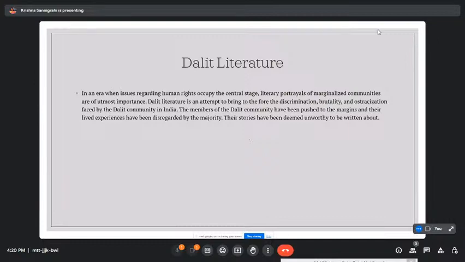So Dalit literature is an attempt to bring to the fore, that is, to bring before people, what? The discrimination, brutality, and ostracization faced by the Dalit community in India. The members of the Dalit community have been pushed to the margins, and their lived experiences have been disregarded by the majority. Their stories have been deemed unworthy to be written about.